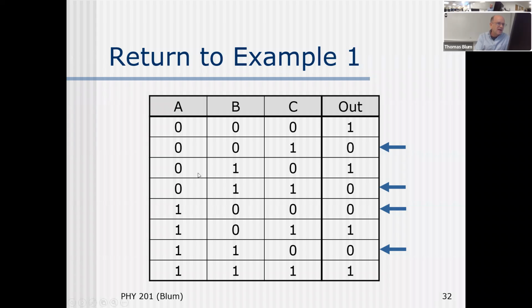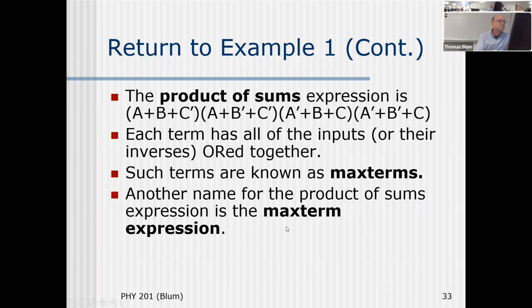This guy will be A plus B prime plus C prime. A prime plus B plus C. A prime plus B prime plus C. And then you make a product of those things. So that is the product of sums, or the max term.